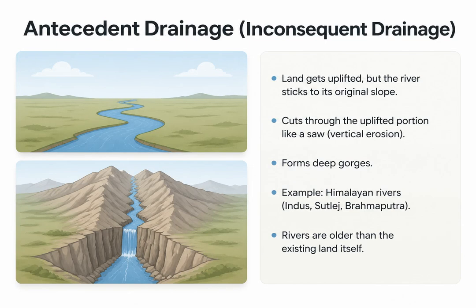Let's look at antecedent drainage. Imagine a river flowing across a landscape. Over millions of years, tectonic forces caused the land across the river's path to uplift. Instead of being diverted, the river has enough erosive power to cut vertically through the rising land like a saw, forming deep gorges. The river maintains its original course. The Indus, Sutlej, and Brahmaputra are classic antecedent rivers. They are actually older than the Himalayan mountains they cut through.